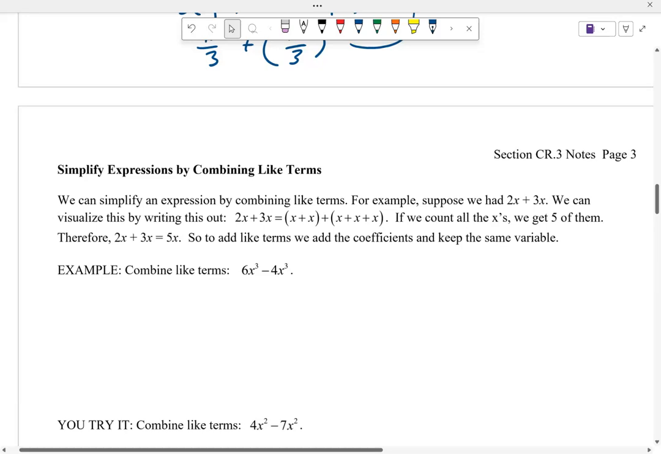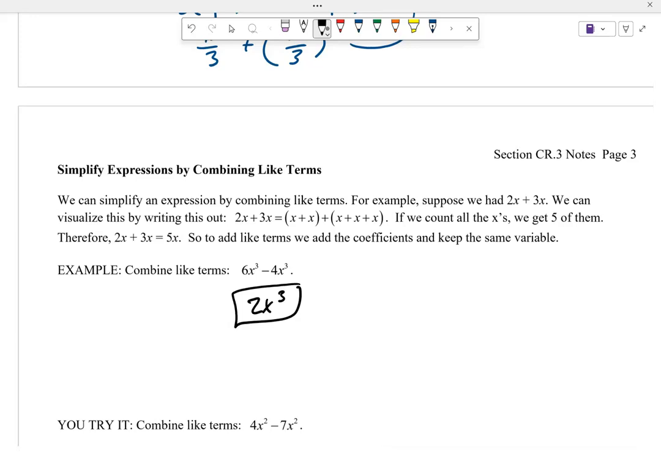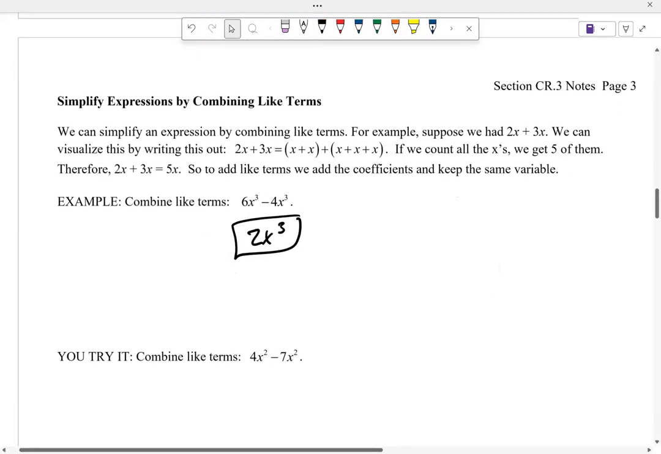So if we're combining like terms, right, we're adding and subtracting. When we're adding and subtracting, we can only combine the ones that are like terms, right? So they have to have the same variable, same power. So 6x cubed minus 4x cubed, I'm like, oh, they're both x cubed, right? So what's 6 minus 4? 2x cubed, right? 6 bananas minus 4 bananas is 2 bananas, right? X cubed being our bananas, whatever.